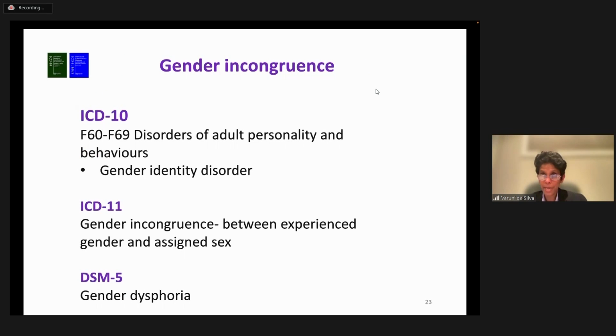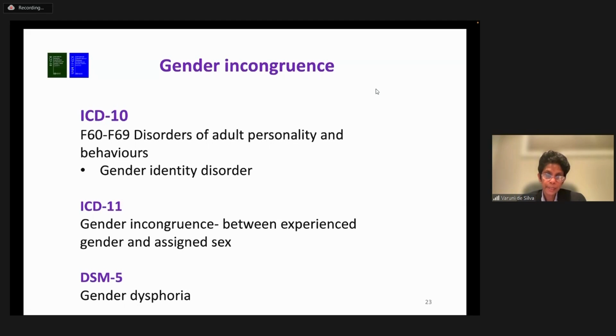One of the major changes in the sexual dysfunction conditions is gender incongruence. You have to understand that the ICD-10 was done in the early 1990s, and at that time, gender identity disorder was classified under disorders of adult personality and behavior. It is similar to what society was in the early 1970s. I think maybe in DSM-2, we know that homosexuality was there and that was removed.